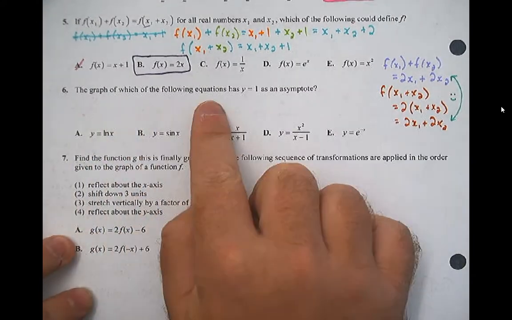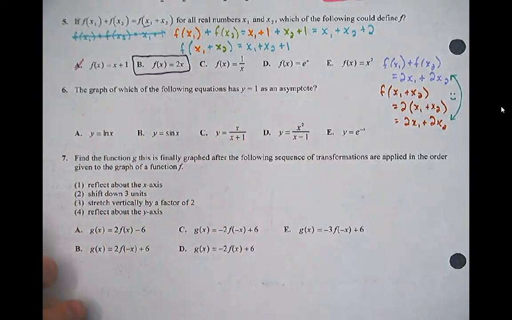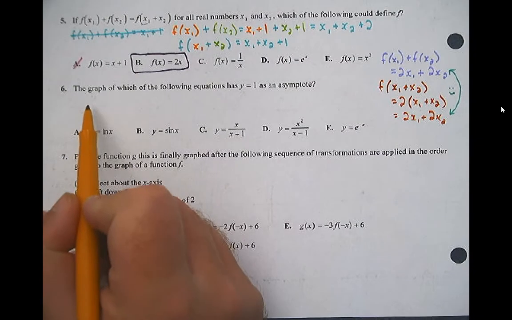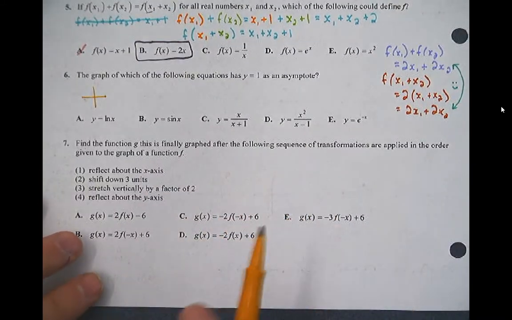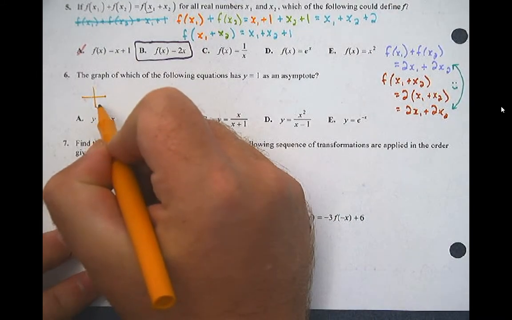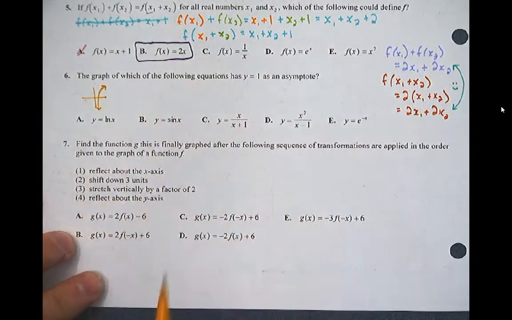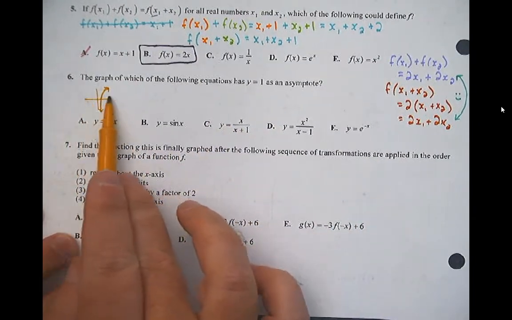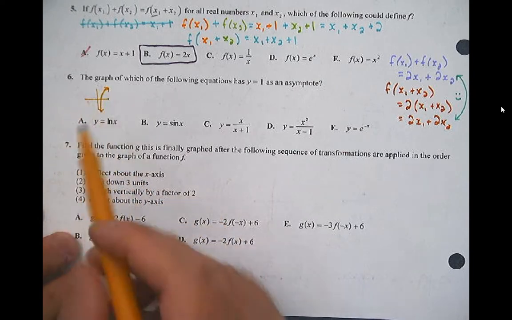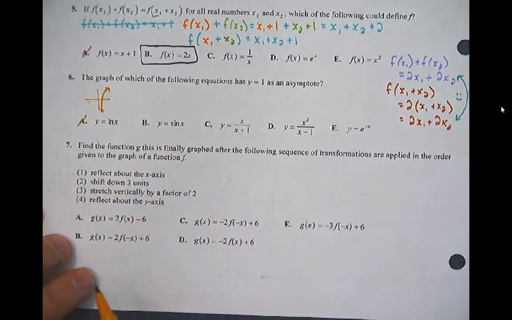Which of the following equations has y equals 1 as an asymptote? Well, start sketching them. I mean, there's no other way to do this without trying to draw a picture of what's going on. So natural log, if you haven't paused yet, you should pause and sketch a picture of all these. Okay, let's see how you did. Natural log looks like this. Does this have an asymptote of y equals 1? Y equals 1 hits the y-axis at 1? Definitely not. I can eliminate that one.